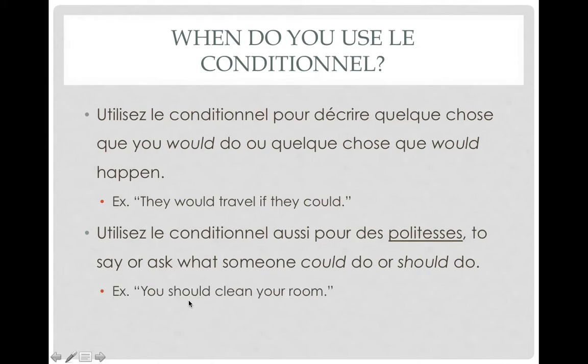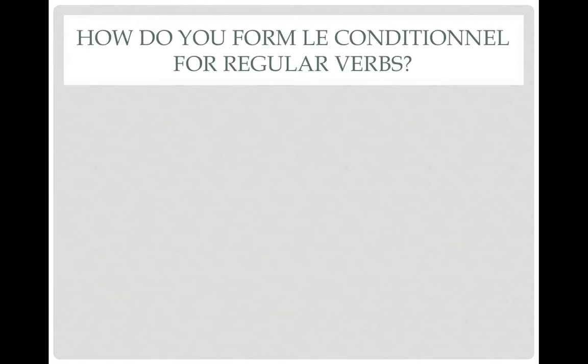So for example, saying you should clean your room, should clean would be the conditional, or I would like some coffee. And this is using would in a more polite example. So using the conditional for verbs like vouloir makes it a little bit softer, because if you say I want some coffee, the waiter is more likely to spit in it than if you say I would like some coffee.